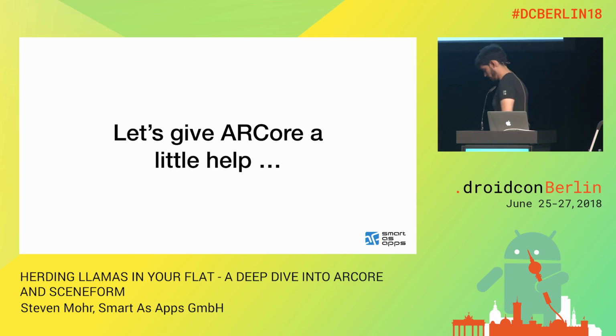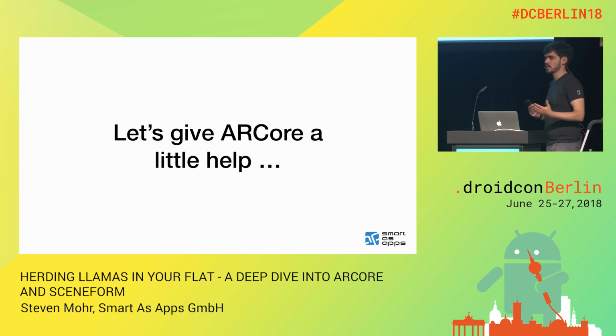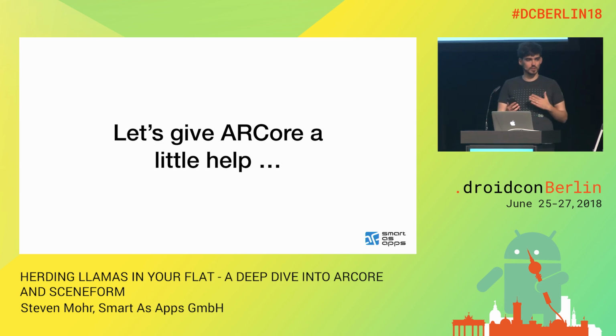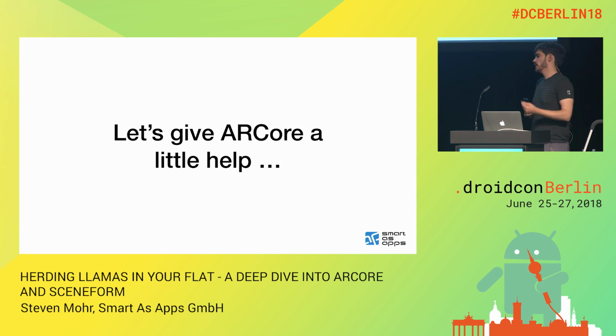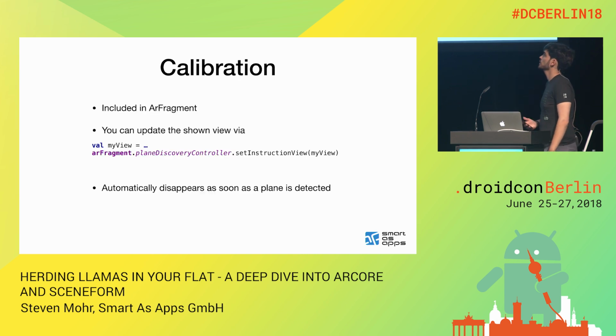So now we have the model, and we want to start with placing objects in the real world. But of course, ARCore needs some information to recognize the world, to know okay, where are there planes, where can I put things, and a good start is to give it a little help, which just means to tell the user to move the phone so that the camera has different angles and ARCore can start finding planes and feature points there. Luckily for us, if we use the AR fragment, it's included.